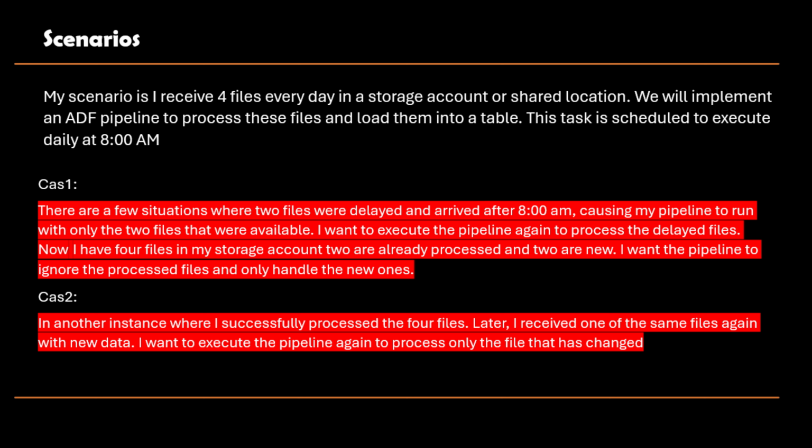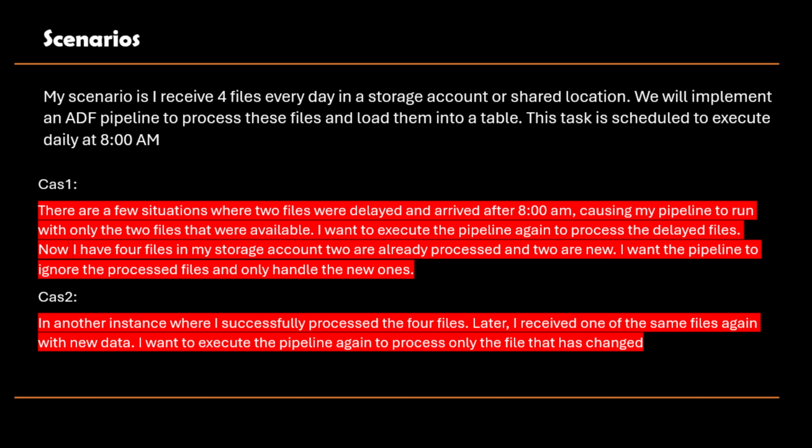Okay, and here I have two cases. Case 1: there are a few situations where 2 files were delayed and arrived after 8 am, causing my pipeline to run with only the 2 files that are available. I want to execute the pipeline again to process the delayed files. Now I have 4 files in my storage account, 2 are already processed and 2 are new. I want the pipeline to ignore the processed files and only handle the new ones.